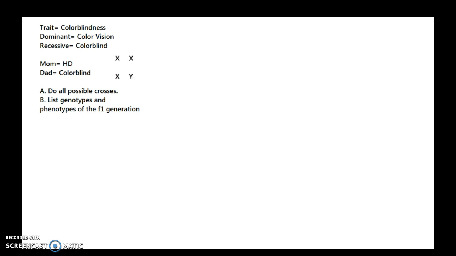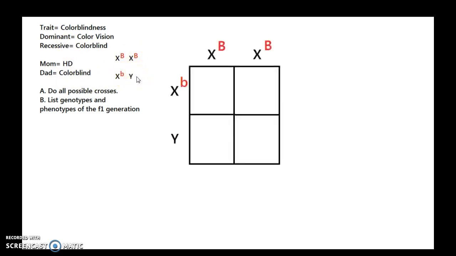So right off the bat, mom is XX, dad is XY. The indicator, color blindness, we know that's a sex-linked trait, so automatically we have to write down our sex chromosomes. Mom is homozygous dominant, so she gets 2 capital B's. Dad is colorblind, that is recessive, so he has to get a little b. Remember, nothing goes on the Y. So we have 1 square to do.